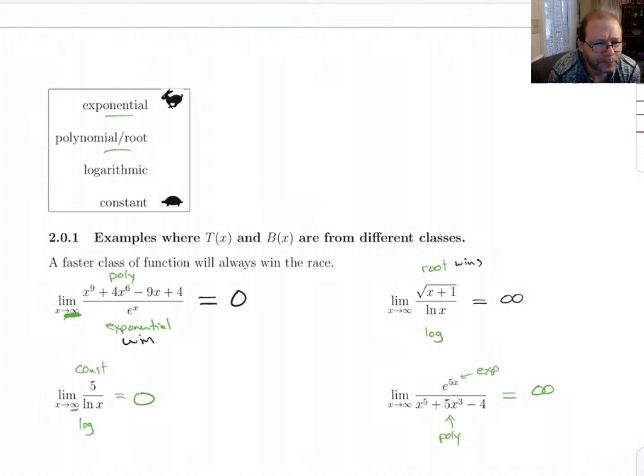So notice all these examples are places where we had a faster class of function, or the numerator and denominator are from different classes.